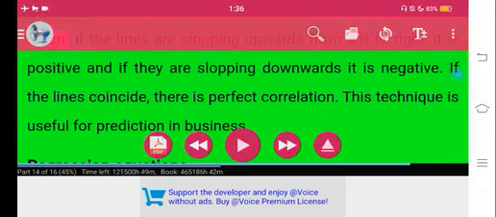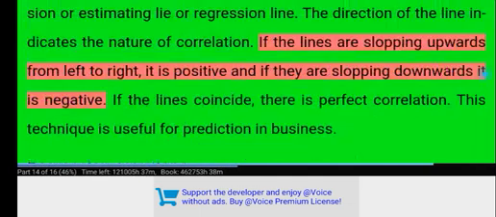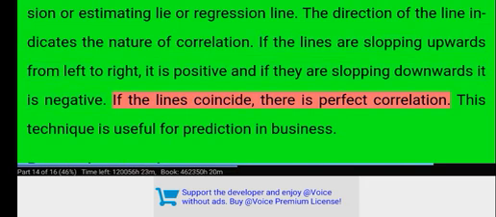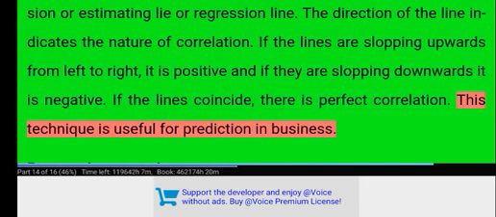The direction of the line indicates the nature of correlation. If the lines are sloping upwards from left to right, it is positive, and if they are sloping downwards, it is negative. If the lines coincide, there is perfect correlation. This technique is useful for prediction in business.